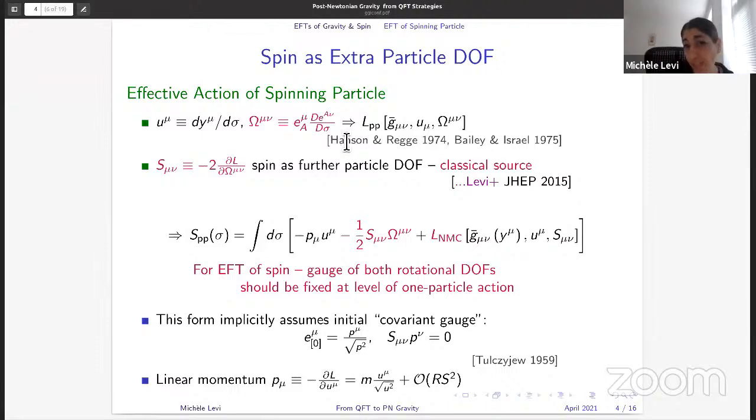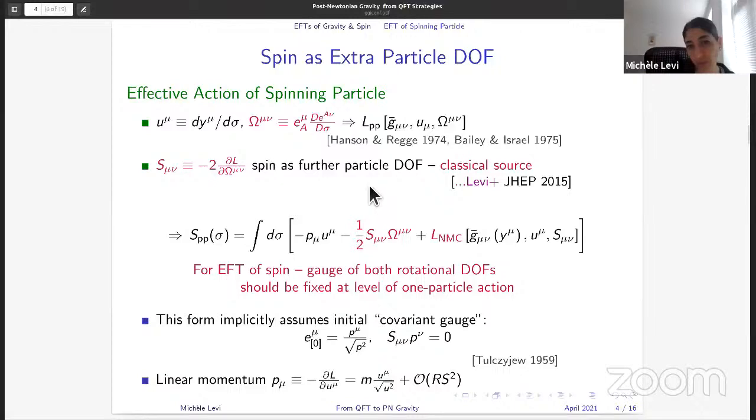Just using basic symmetries that are already valid in the point mass case, we can already infer the general form of the non-minimal coupling part of the effective action. So that's something that we could have seen already in these very old works from the 70s.